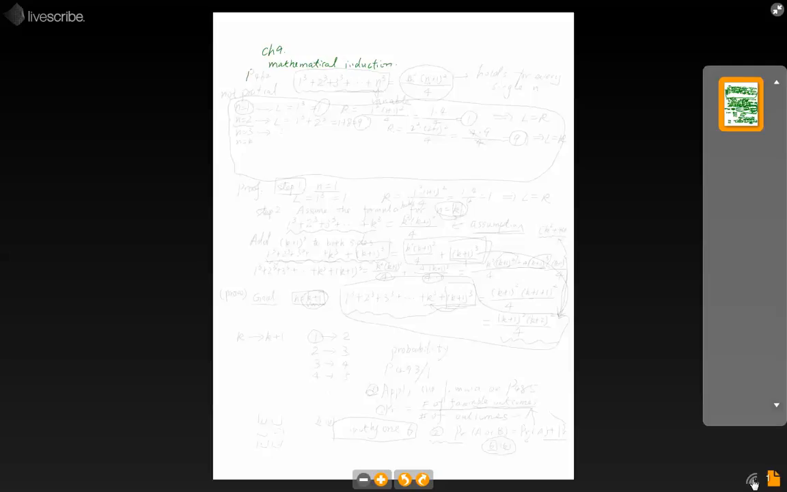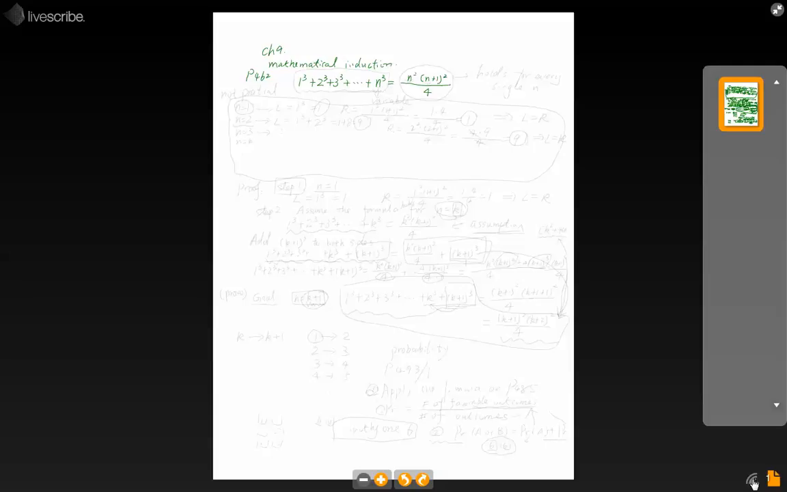This example is on page 462. So we want to prove the formula 1 cubed plus 2 cubed plus 3 cubed plus ... plus n cubed equals n squared times (n plus 1) squared over 4. If you had taken 306 or if you had taken Calculus B, you may have already seen this formula, or you already know how to prove this formula using mathematical induction.